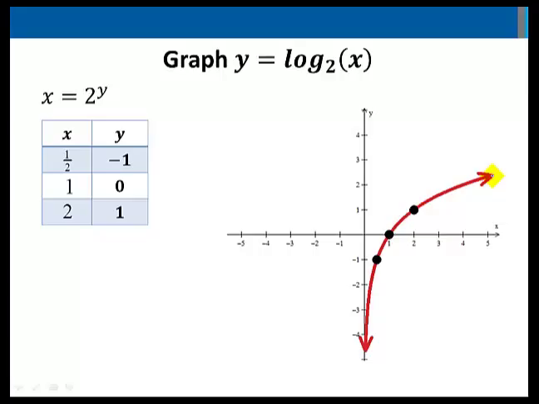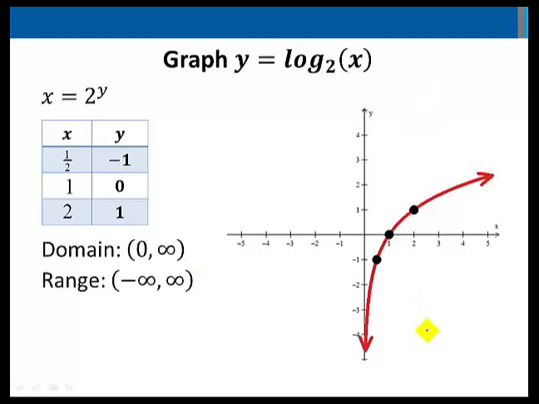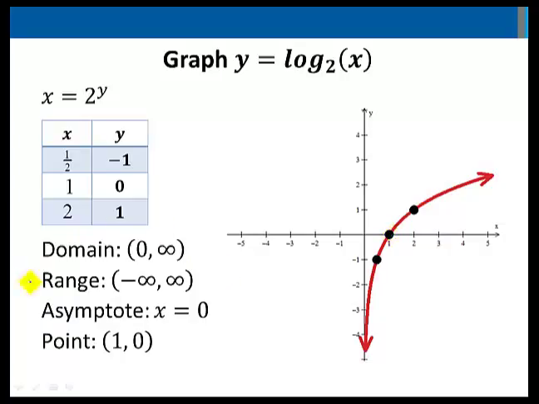The domain here is x values greater than 0. The range is all values of y, negative infinity to infinity. I have a vertical asymptote this time of x equals 0, and also note that the point (1, 0) is on the graph. These properties apply to all logarithmic functions.